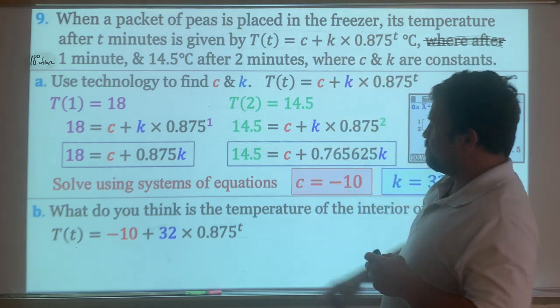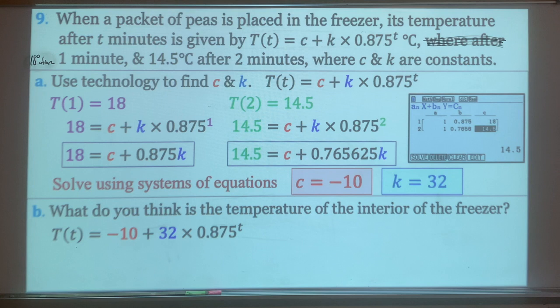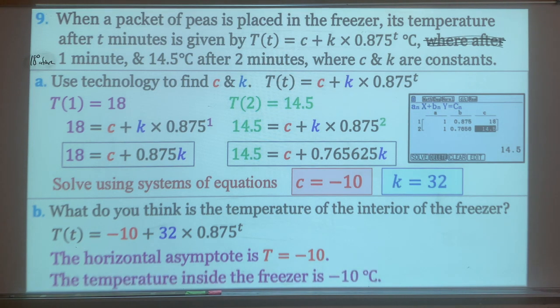into our equation. So the interior of the freezer is probably our horizontal asymptote, right? What is that? Like I said, that's our C. So the horizontal asymptote is probably T equals negative 10. So that's going to be the coldest it's going to get. So the temperature inside the freezer is probably negative 10 degrees Celsius. All right, and how did I get that? I got that from my C, which I got from here.